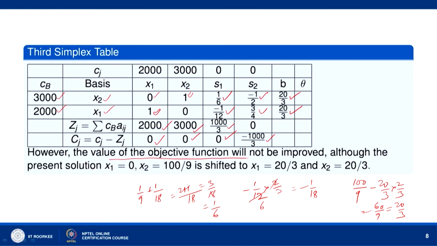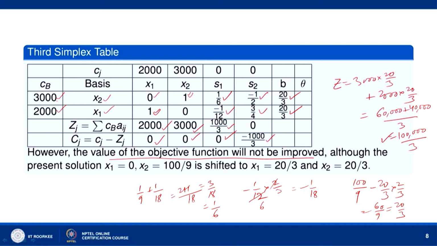Now, you can see what the value of the objective function will be. So, x2, 3000 x2 we have. Okay. So, 3000 into 20 by 3. Okay. Z will be equal to 3000 into 20 by 3 plus 2000 into 20 by 3. So, this is 20 into 3000. So, 60,000 plus 40,000. So, we get 100,000. So, we get the same value of the objective function.